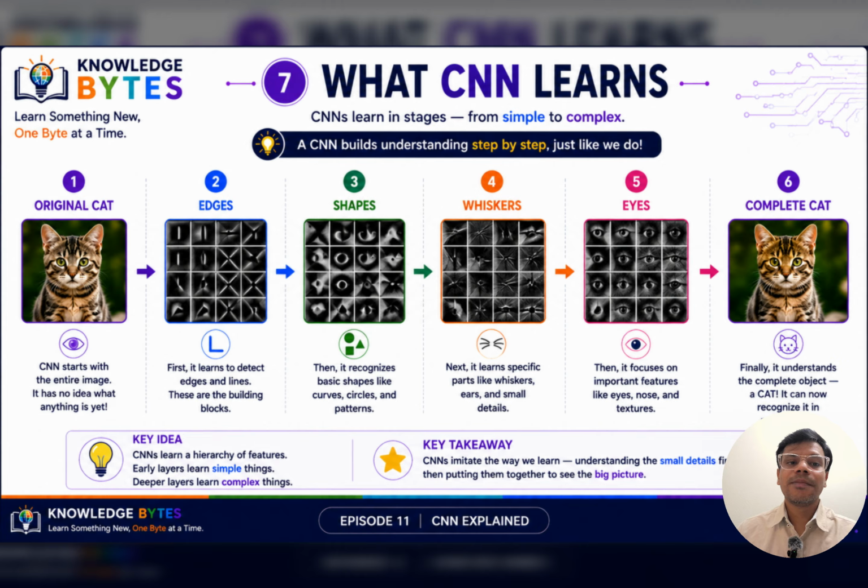The third layer combines shapes into object parts, such as ears, eyes and whiskers. Then a deeper layer combines these parts into complete objects, for example, a cat. This process is called hierarchical feature learning. A CNN learns simple features first, then gradually learns complete concepts bit by bit. Very similar to how humans learn, right?